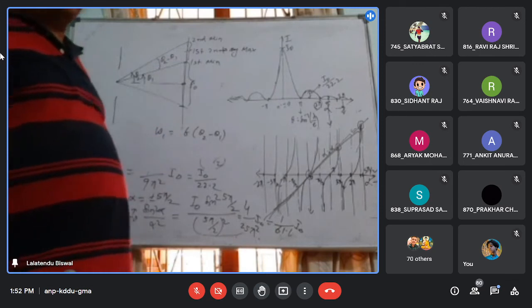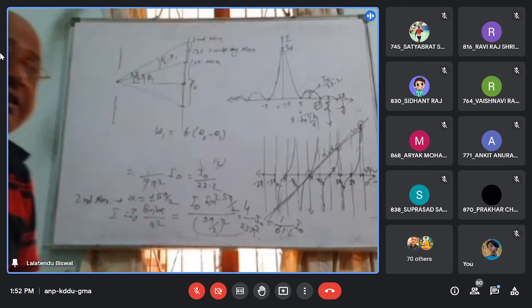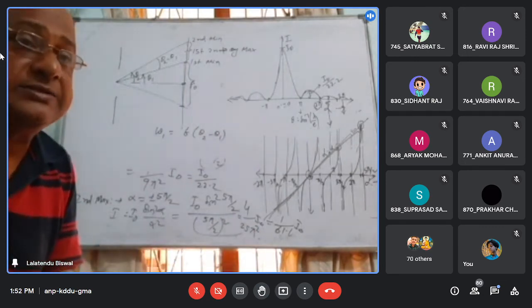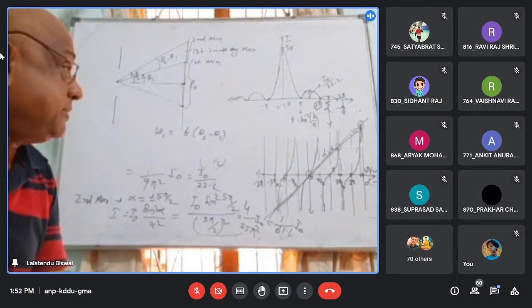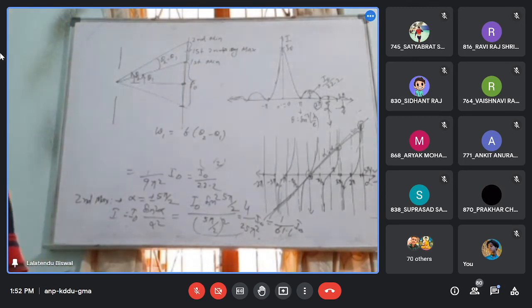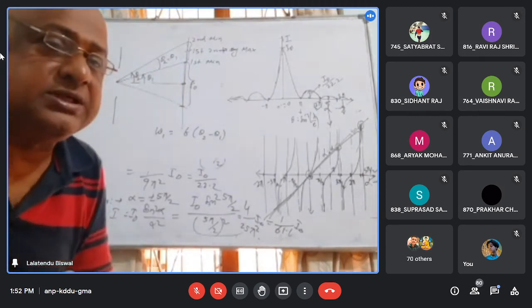If you have any question on this, you can ask. You may be asked to get the angular size of the different secondary maxima, or you may be asked to get the linear width of the different secondary maxima. If you have any question on this, you can ask me.